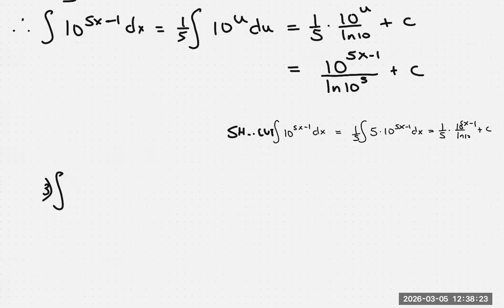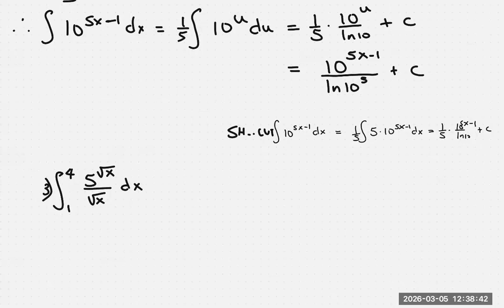All right, let's do this one here, the one I was going to do a while ago. The integral from 1 to 4 of 5 to the root x over root x dx. It looks complicated, but it's actually easy, as long as you know the derivative of root x.